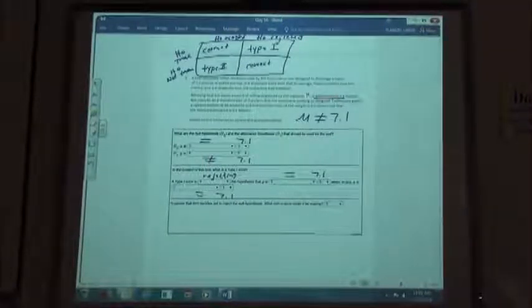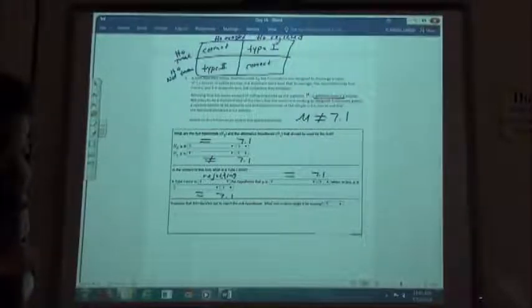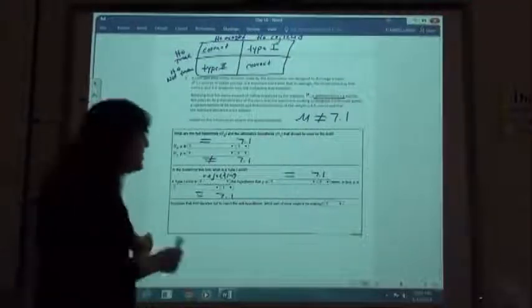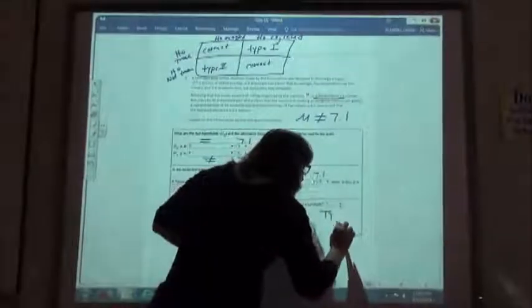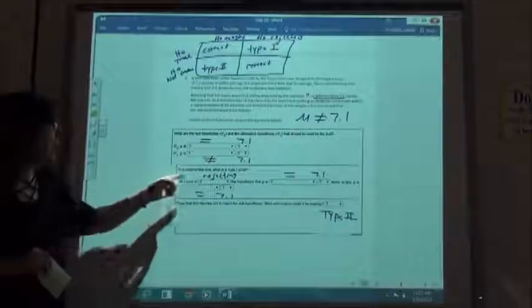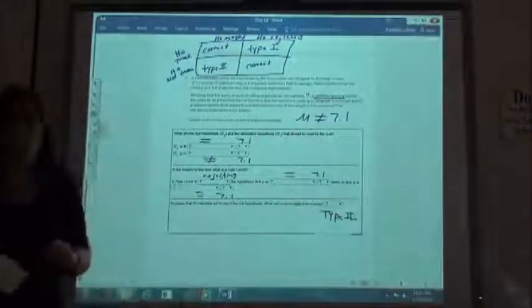Third part, suppose that Big decides not to reject the null hypothesis. What type of error might he be making? So if he decided not to reject it, then that is my type 2 error. Type 1 is rejecting it when it's true. Type 2 is not rejecting it.